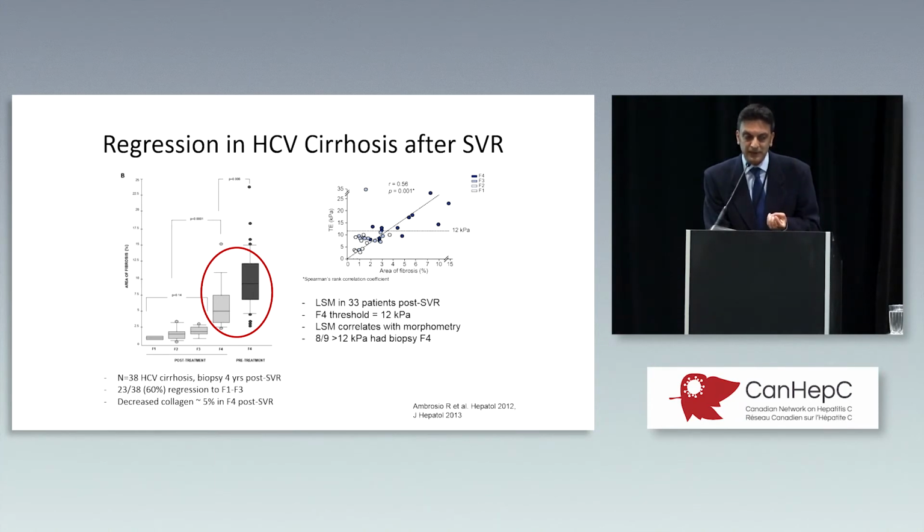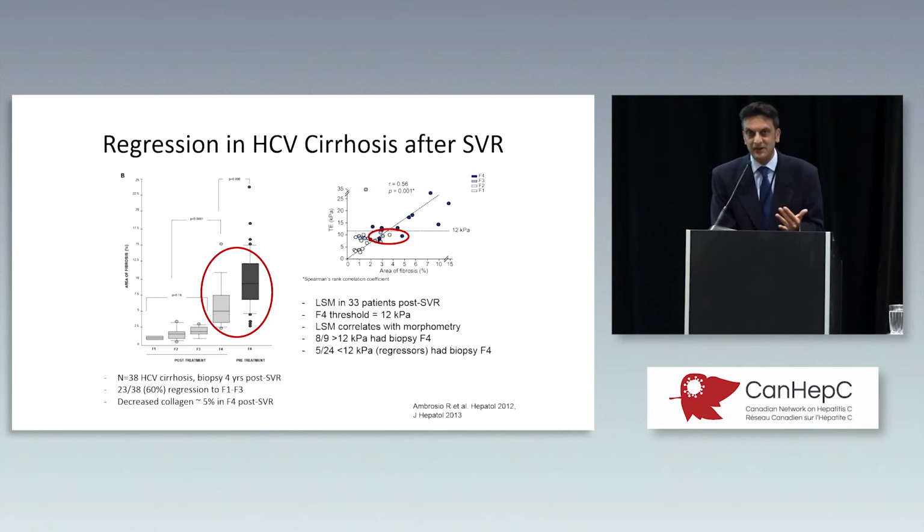And 8 out of 9 patients with a score of greater than 12, yes, they did have a biopsy of stage 4. Remember, this is like 3 or 4 years afterwards on the second biopsy. But importantly, 5 out of 24 patients who still had cirrhosis on their second biopsy had a lower FibroScan score. And there are other studies I can show you, but I don't have time to show you in this regard.